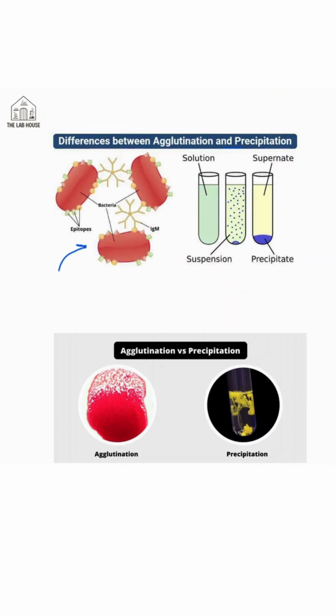Here you can see a visible agglutination between a bacteria and the antibody, and the precipitation, a solution in which soluble antigens are present, as you can see here in case of suspension, and after centrifugation of the suspension, you can see the supernatant is separated and the precipitate, a solid particle, is separated at the bottom. In another example, you can see agglutination as visible clumping. This is blood grouping, and in case of precipitation, you can see cloudiness or turbidity in the tube. So these are the basic differences between agglutination and precipitation.